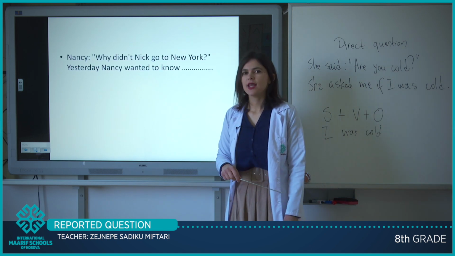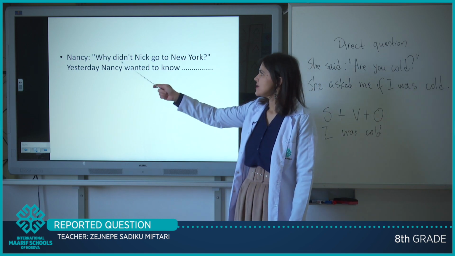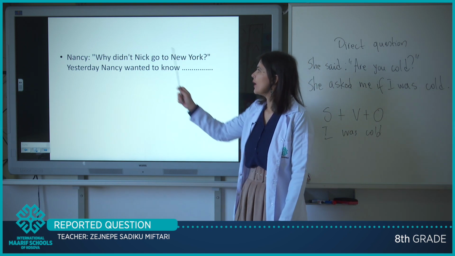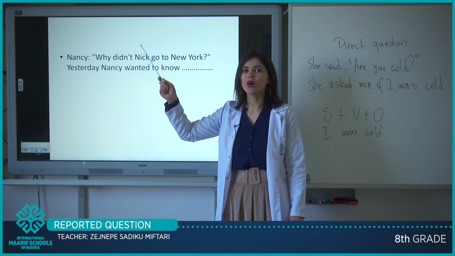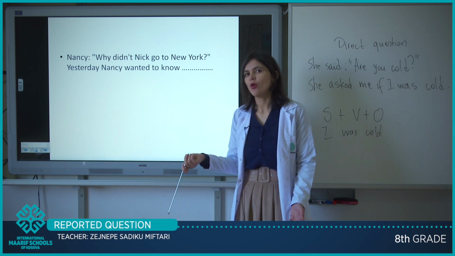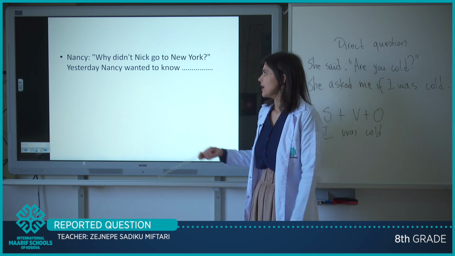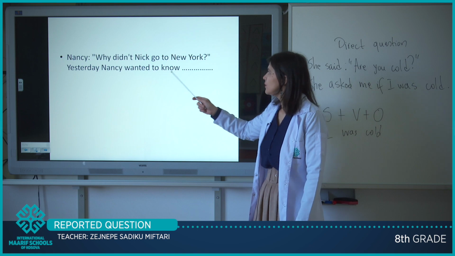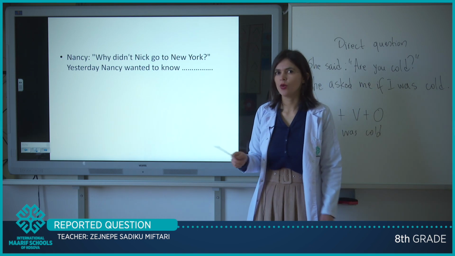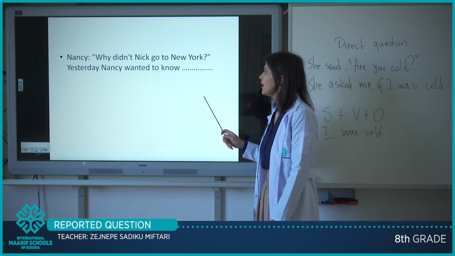The next sentence, or the question, Nancy is asking, "Why didn't Nick go to New York?" So, as we can see, the verb is in past simple because it's "didn't go." How can we report this question? It's easy. "Yesterday, Nancy wanted to know if Nick hadn't gone to New York." So we have to backshift the tense.